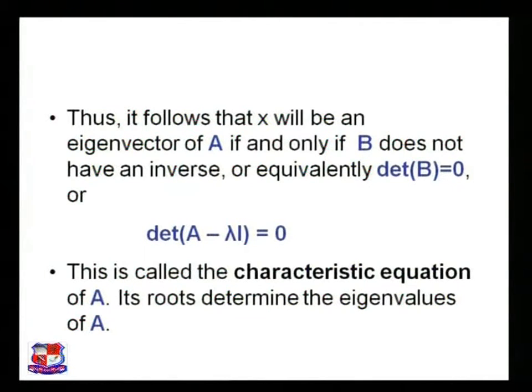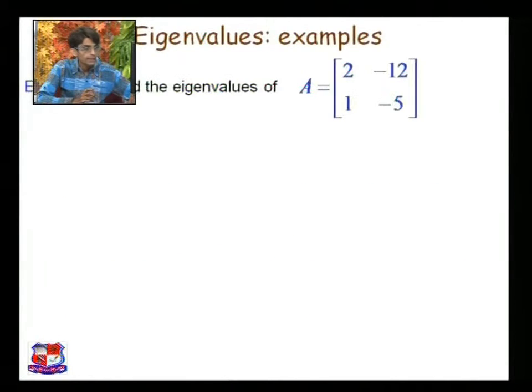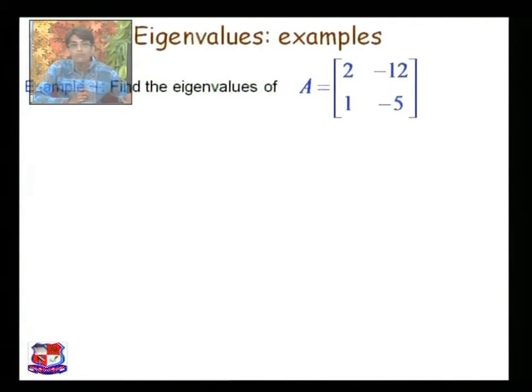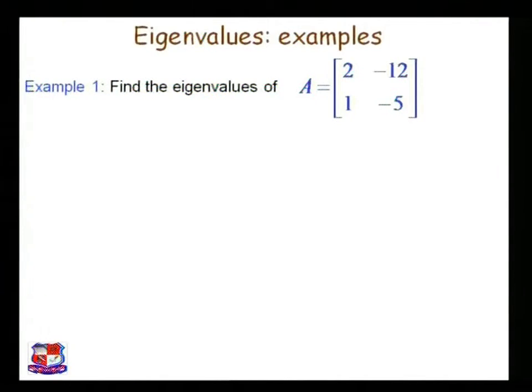If we solve this equation, the determinant of A minus lambda I equal to 0, then we can find the roots of this equation, which are known as the eigenvalues of the matrix A. So note that by solving the equation determinant of A minus lambda I equal to 0, we find the values known as eigenvalues. Let us look at one example of finding eigenvalues for a given matrix.